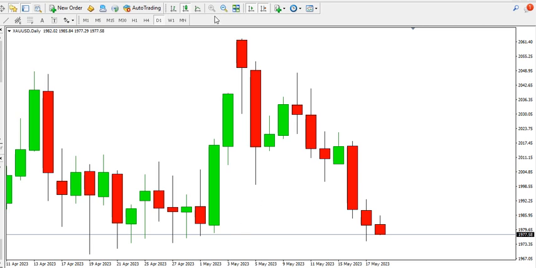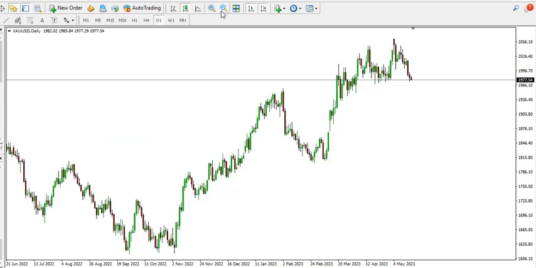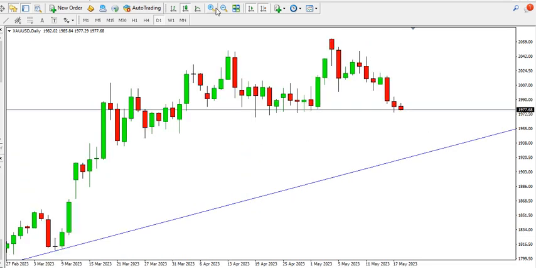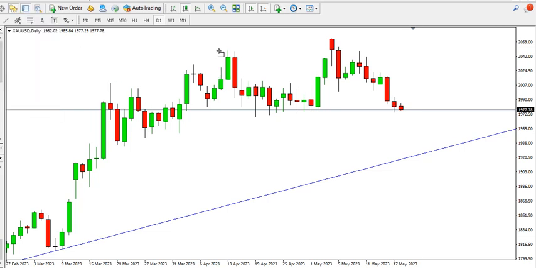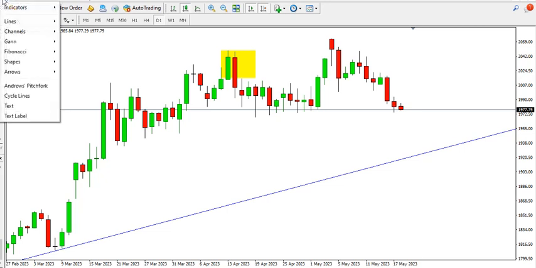What has happened? I'm on the gold daily time frame, and the overall trend is bullish. But for now, the double top I discussed in yesterday's video is playing out. This is the first top, and this is the second top.